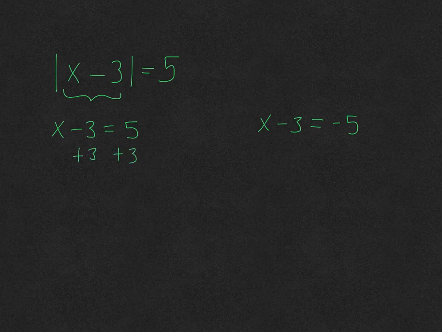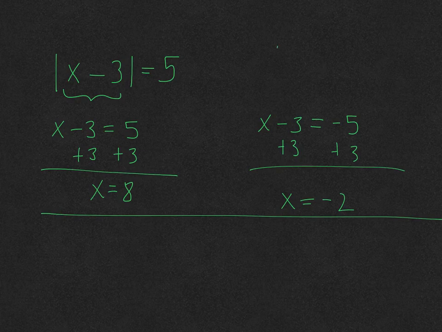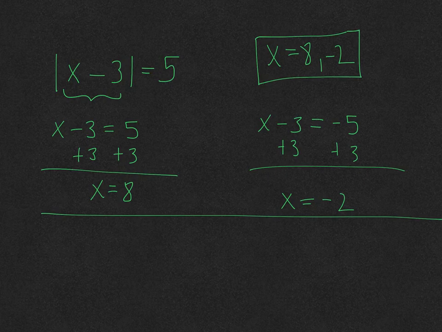Usually they're both very simple solutions when you go to do them. So you end up adding the 3 over here and we get x equals 8. If we add the 3 over here, we get x equals negative 2. So our two solutions here would be that x is going to equal 8 or negative 2. Both of those, if you were to plug them back into our absolute value, would create a true statement or a true equation.